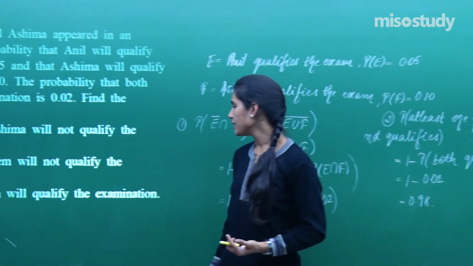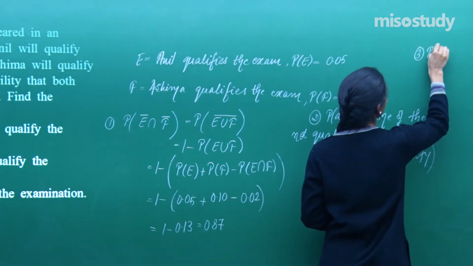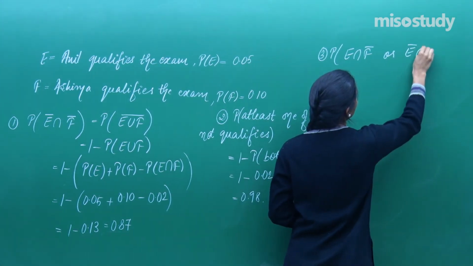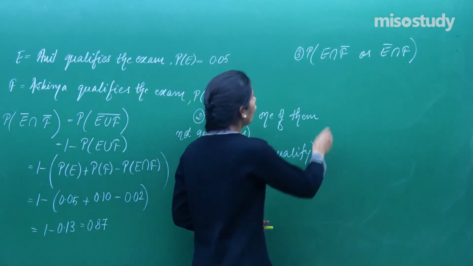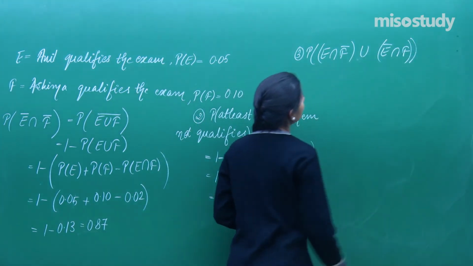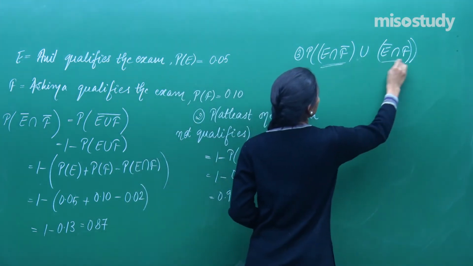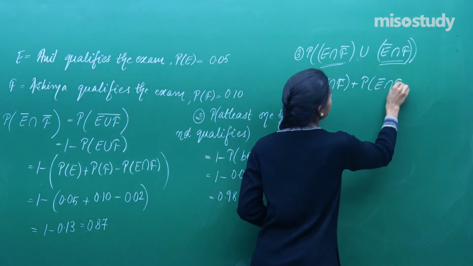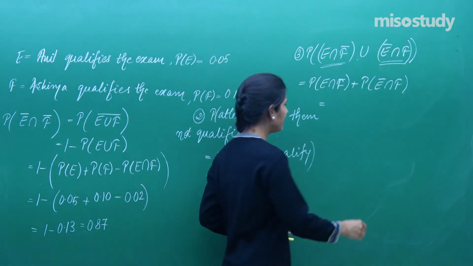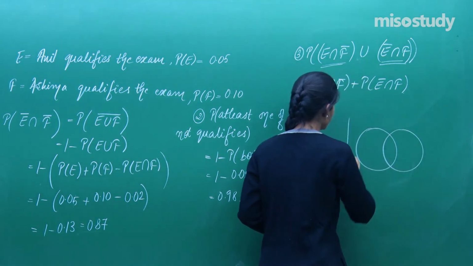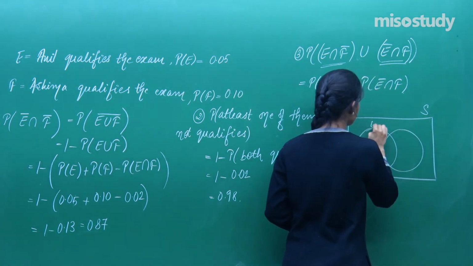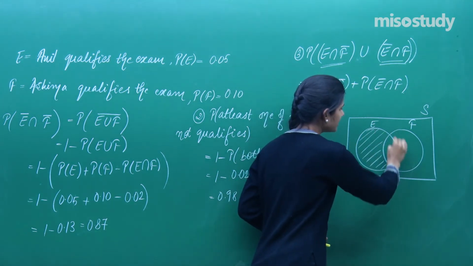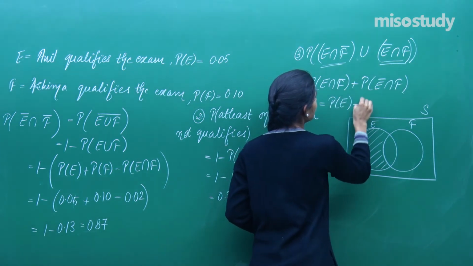And then it says only one of them will qualify. That means Anil qualifies and Ashima does not qualify, or Anil does not qualify and Ashima qualifies. Or is changed to union, and that's the event I need to compute the probability of. Both these are mutually exclusive, so this is probability of E intersection F bar plus probability of E bar intersection F. What is probability of E intersection F bar? See. If I talk about the Venn diagram, that's the sample space, this is E, this is F. E intersection F bar is this. This is same as E minus E intersection F. So this is equal to probability of E minus probability of E intersection F.